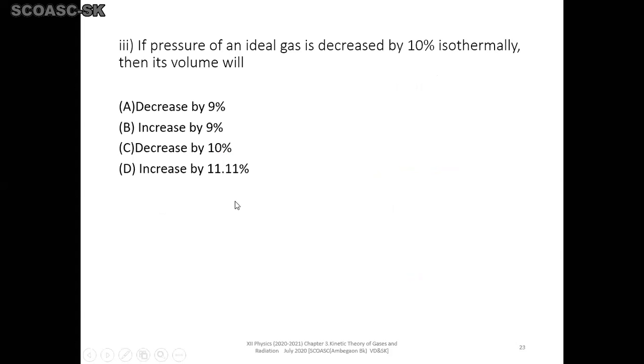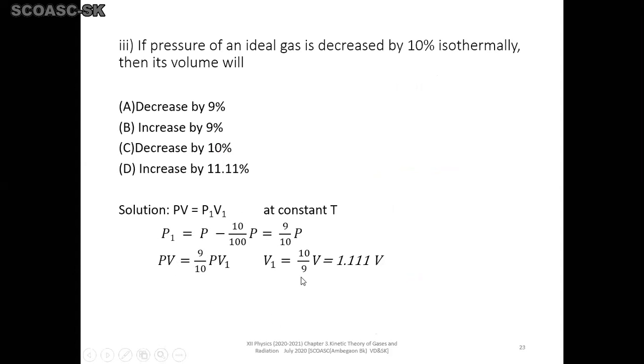There we had done all this. Now here, this is the place, 10 by 9, directly we had written 11.11% as the increase. Now this is the volume that is there after the pressure has changed, and this is what we get. Now if I want to find out the increase in volume, initial volume is V, now the volume has become this much, so the increase in volume is 0.111, and that is why the percentage increase comes out to be 11.11%.